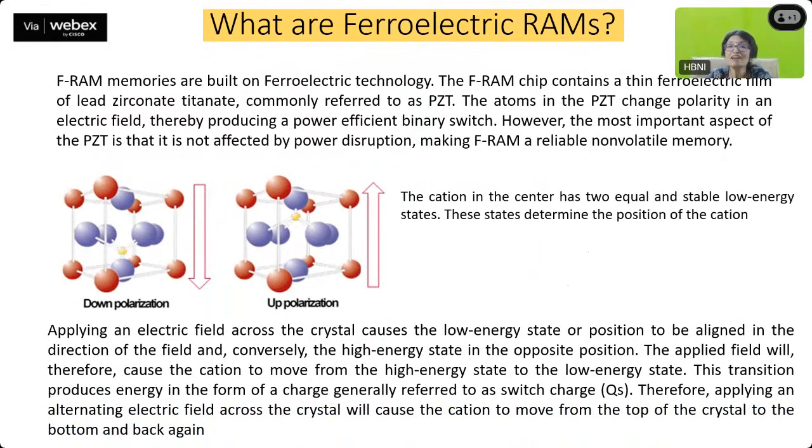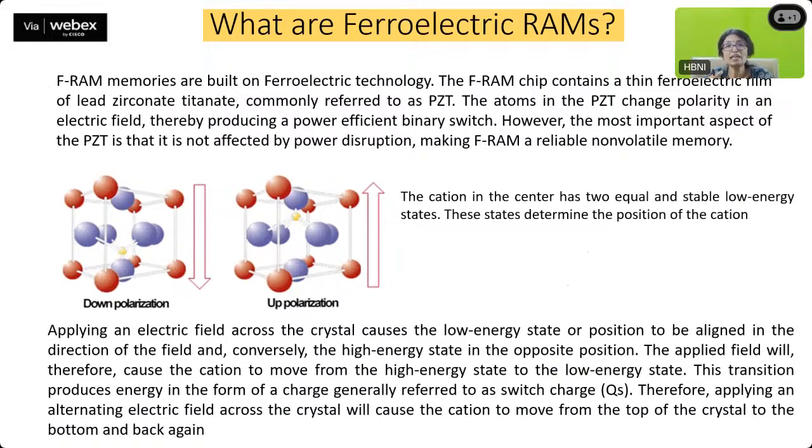So what exactly are these ferroelectric RAMs? FRAM memories are built on ferroelectric technology. An FRAM chip contains a very thin ferroelectric film of lead zirconate titanate, commonly known as PZT. The atoms in the PZT change polarity in an electric field, so they produce a power efficient binary switch.